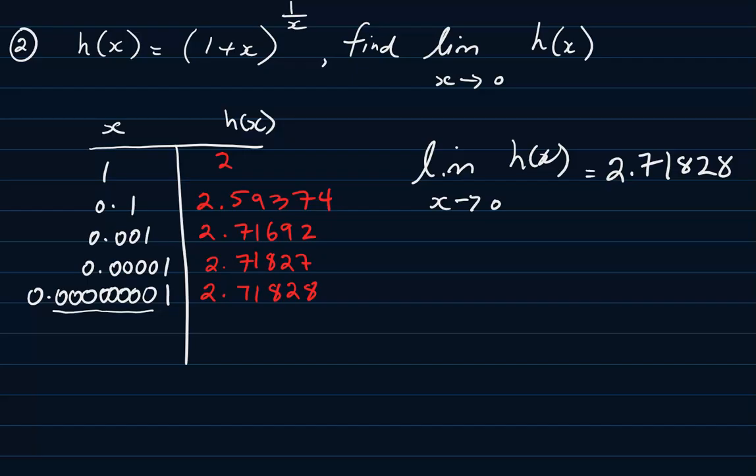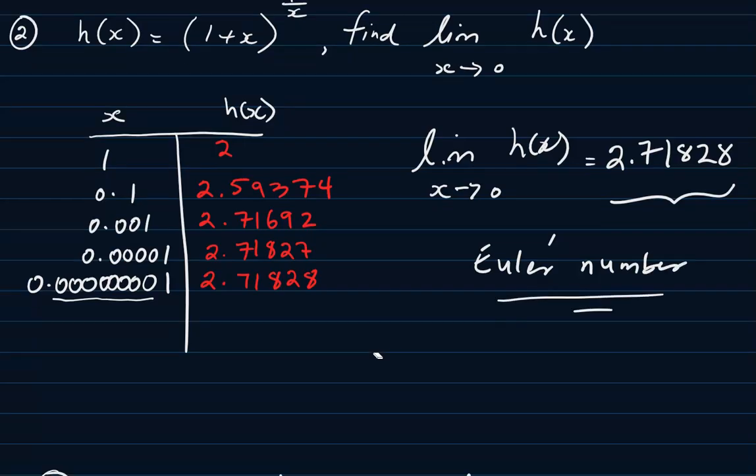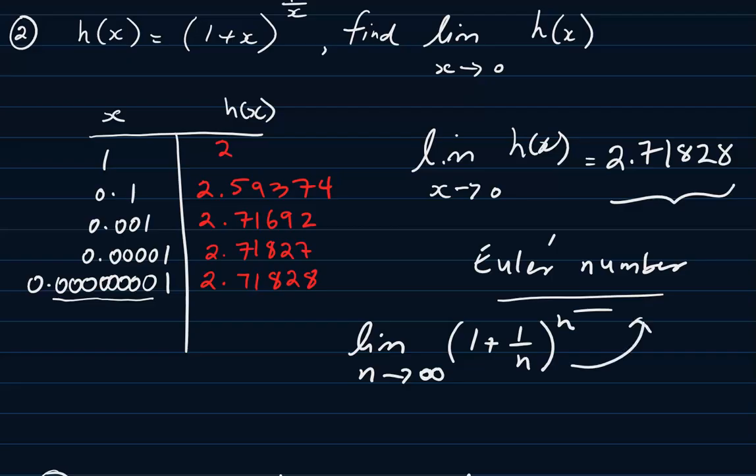2.71828, and this number is actually a very special number. It is called Euler's number. It's a constant number. This number comes from another concept of limit, where you have an expression like (1 plus 1 over n) to the exponent of n, and n approaches infinity. You will end up getting the same constant number, Euler's number, which is 2.71828.